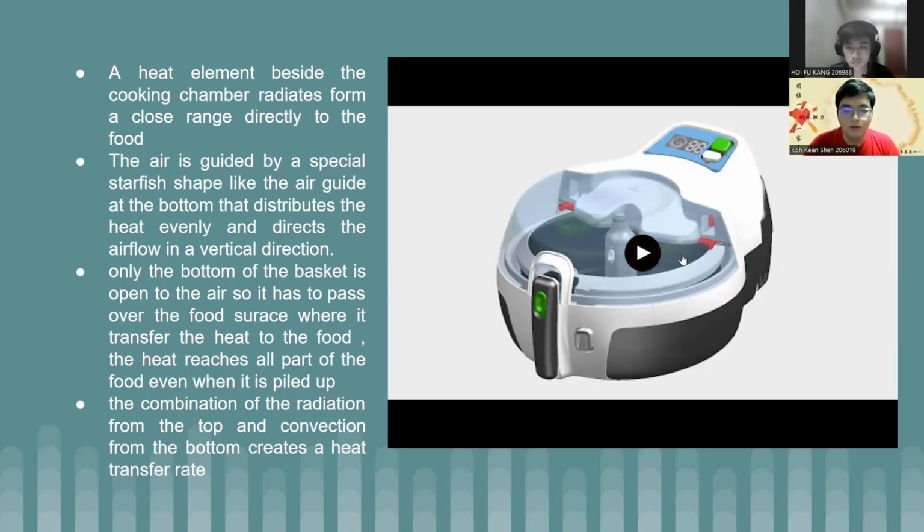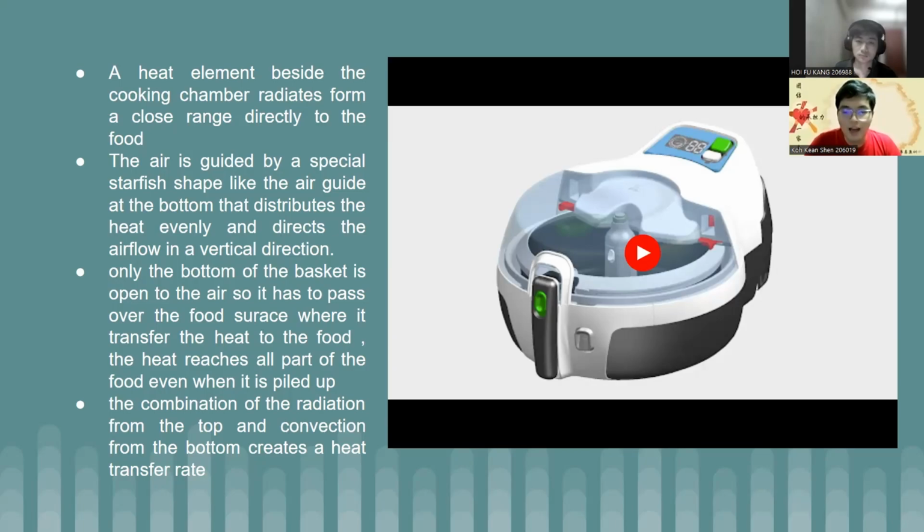The combination of radiation from the top and convection from the bottom creates a heat transfer rate that is much higher than a convection oven. Simultaneous heating from both sides eliminates the need to turn the food during the cooking process. So the air fryer gives the same result, cooking crispy food with a reduction of oil. Without the presence of oil, the cooking air is internally recirculated to keep the heat inside, but when the temperature rises, so does the internal pressure. Therefore, an air fryer also has an exhaust system to control the internal pressure.